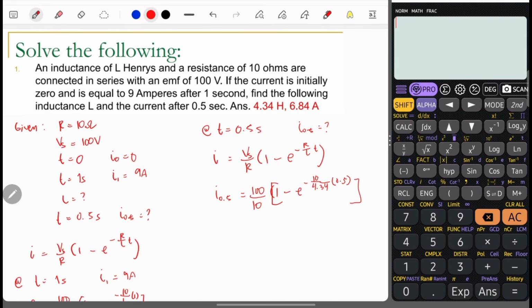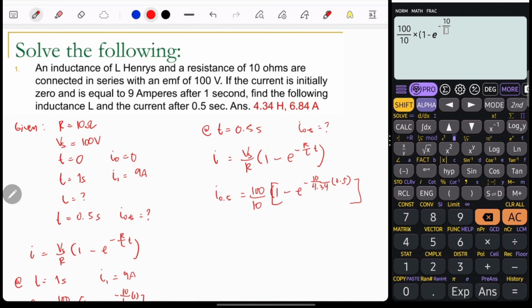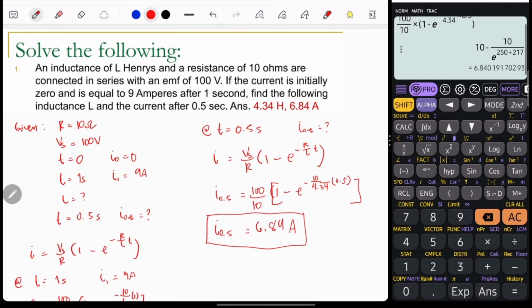Just use your calculator so we can get the answer. 100 over 10 times 1 minus e to the negative 10 over 4.34 times 0.5. The answer is 6.84 amperes. I at 0.5 is 6.84 amperes. So we have now the second quantity.